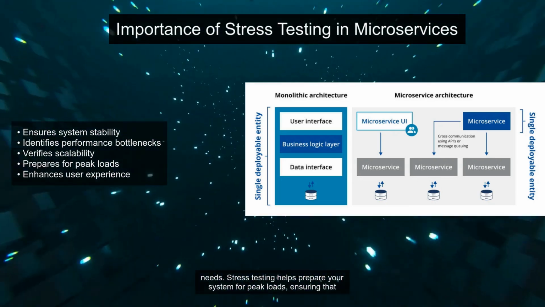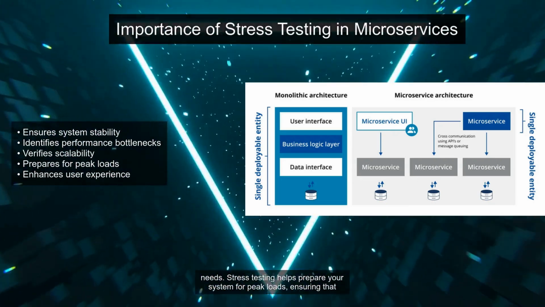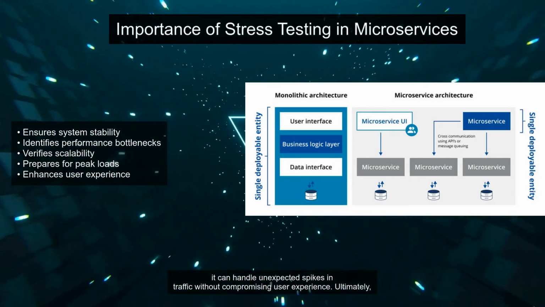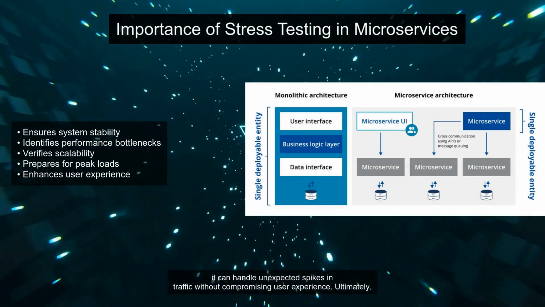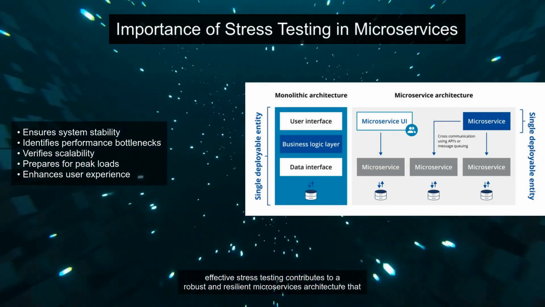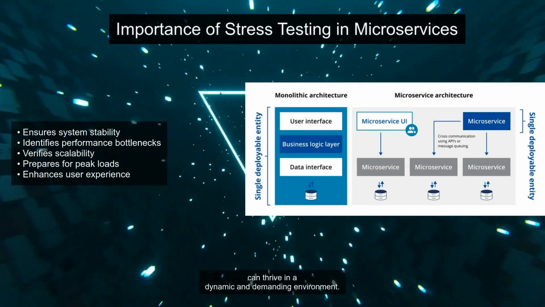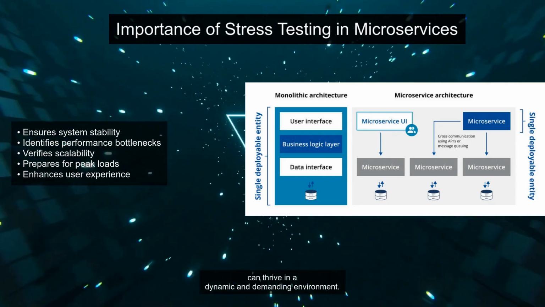This is particularly important in microservices, where each service may have its own unique load characteristics and scaling needs. Stress testing helps prepare your system for peak loads, ensuring that it can handle unexpected spikes in traffic without compromising user experience. Ultimately, effective stress testing contributes to a robust and resilient microservices architecture that can thrive in a dynamic and demanding environment.